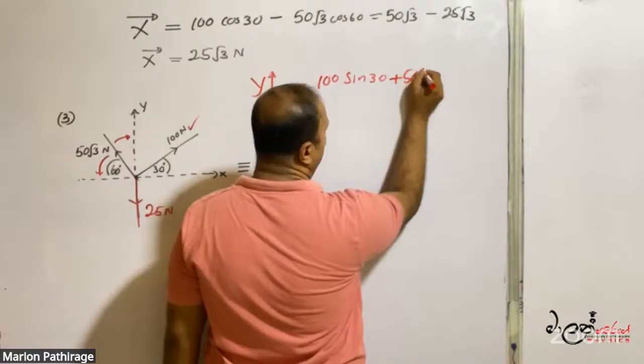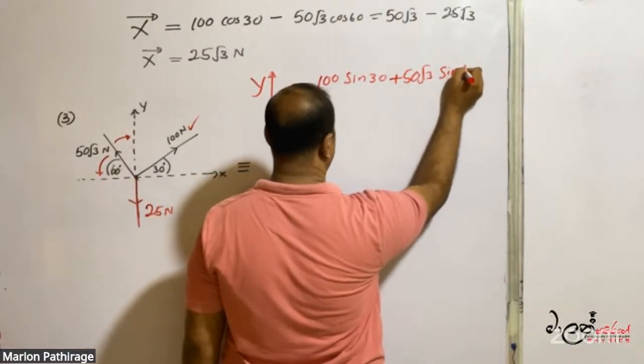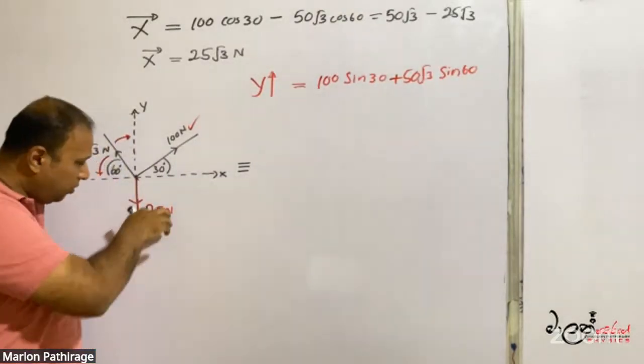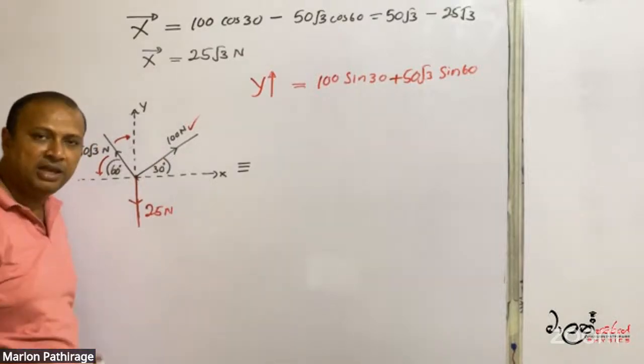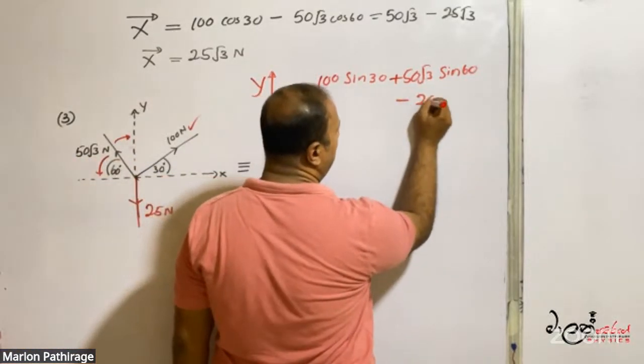50 root 3 sine 60. Then 25 root 3 is in downward direction. Therefore, it will be negative 25 root 3.